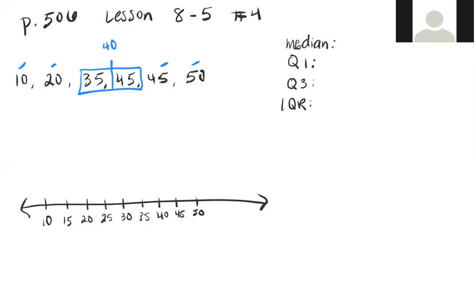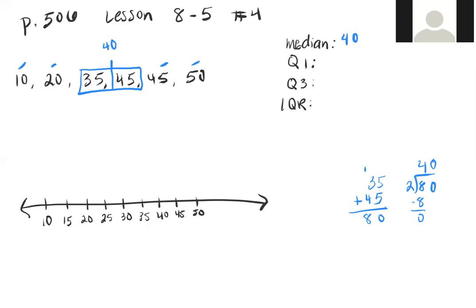If we don't know that off the top of our head, we could quickly add those two numbers together. 35 plus 45, 5 and 5 is 10. That gets me 80. And then divide 80 by 2. 2 goes into 8 4 times to get me 8. And then I've got 0 left over. Okay, so now I found my median is 40.